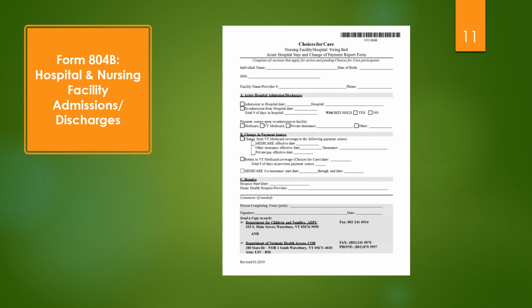To complete Form 804B, Hospital and Nursing Facility Admissions and Discharges, again begin by entering the individual's name, date of birth, Social Security number, facility name and provider number, and phone number. Then complete the appropriate section for the individual. Section A is for acute hospital admissions or readmissions or discharges. Section B is for changes in payment source, and Section C is for hospice.